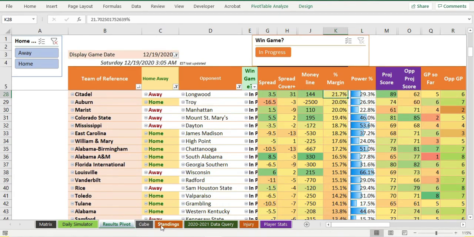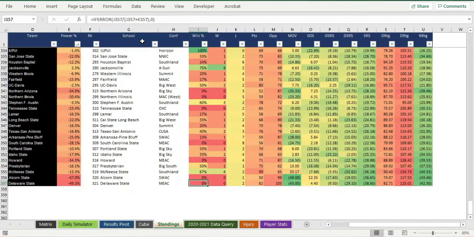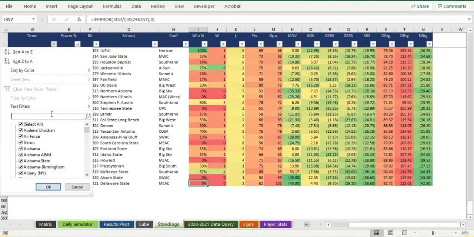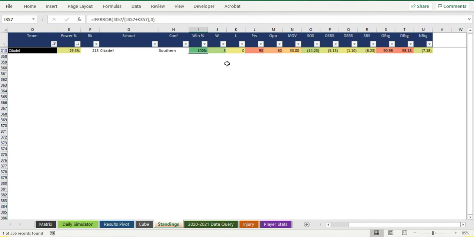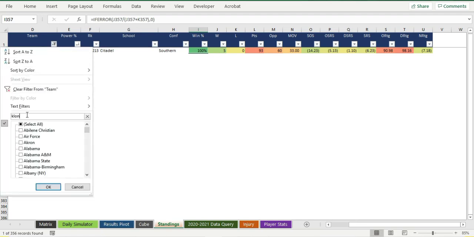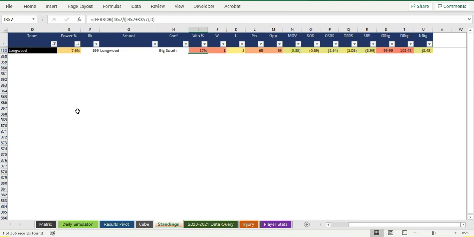Let's look at both those teams' standings real quick. Citadel and Longwood. So Citadel, 5-0, no wonder. Their strength of schedule is a little weak, but what about Longwood? I think we found a pick of the day. Longwood is 1-5, right? And also has a reason, playing bad teams and still losing. I think we found a pick of the day, folks.